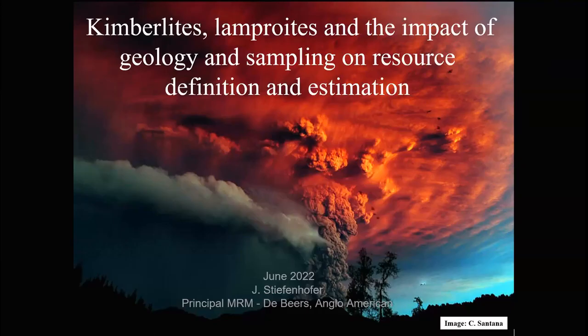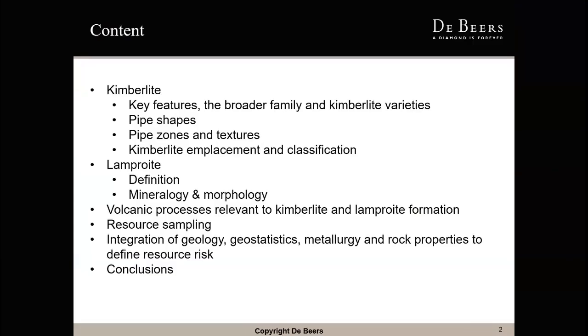Okay, so basically today is just going to be a bit of a look at Kimberlites, Lamproites, and then the impact of some of the geological features on the sampling and the resource aspect of these bodies. Just a very brief overview quickly, on the Kimberlite side: the key features of this rock type, some of the family and the varieties that you can find in Kimberlites, shapes, pipe zones, textures, and then of course, how do they emplace and how do you classify them?